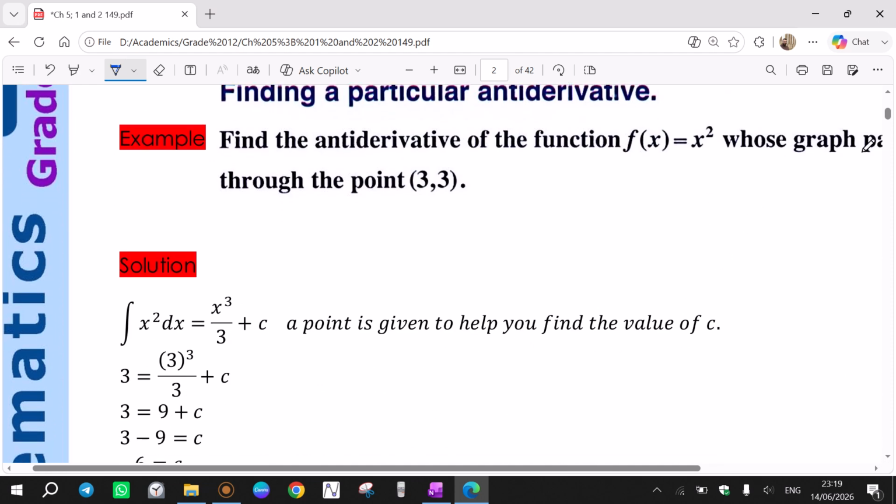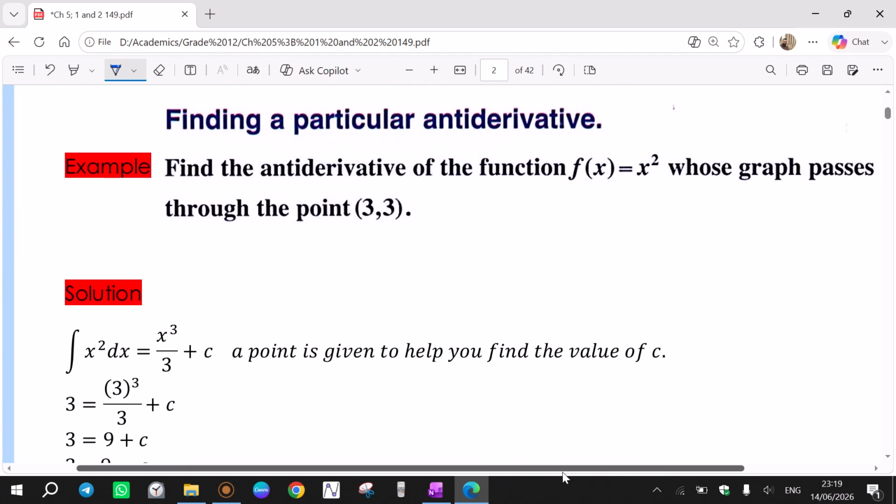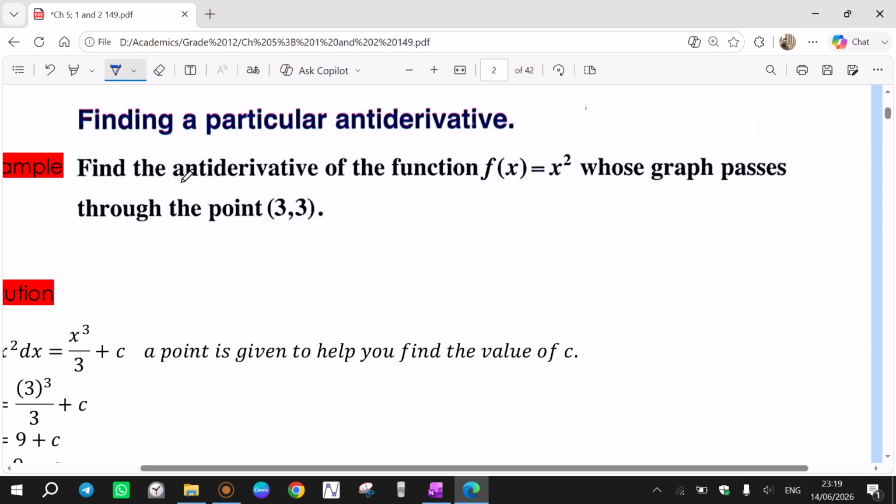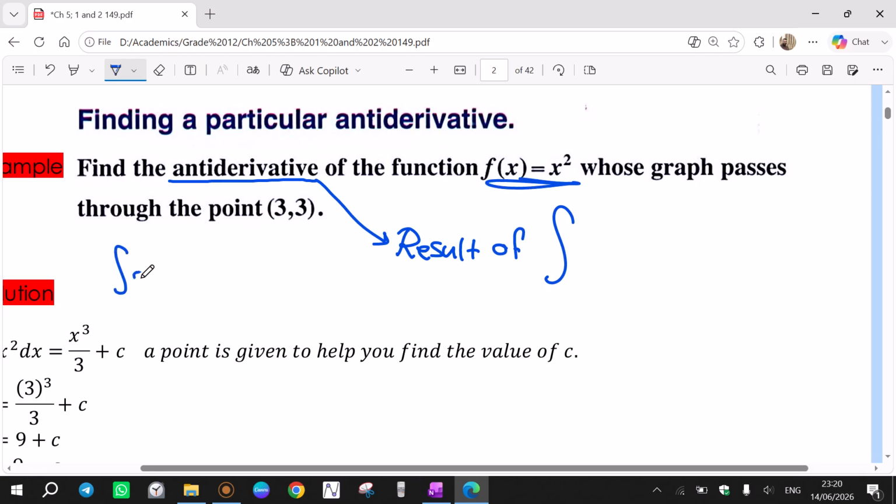Alright. Sometimes in integral questions, the question says, find antiderivative. Underline antiderivative. Antiderivative means result of integral. Again, when a question says find antiderivative, you need to solve the integral. The result of the integral is called antiderivative. Now I have x power 2, so I should do integral x power 2 dx. Then the integral of x power 2 obviously is x power 3 over 3 plus c.